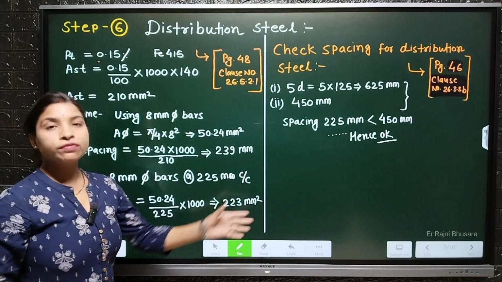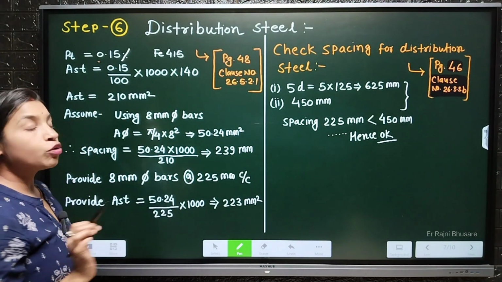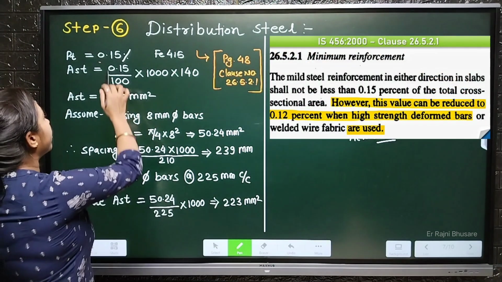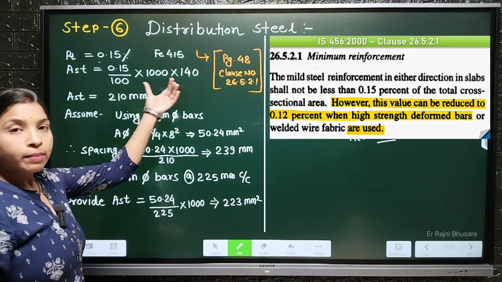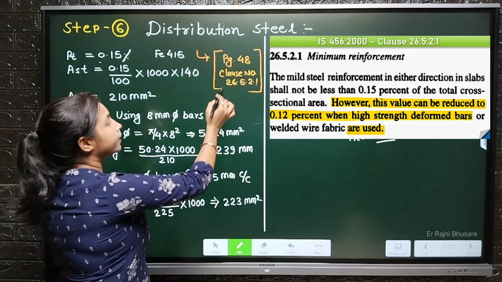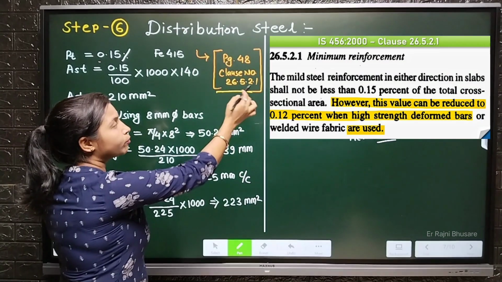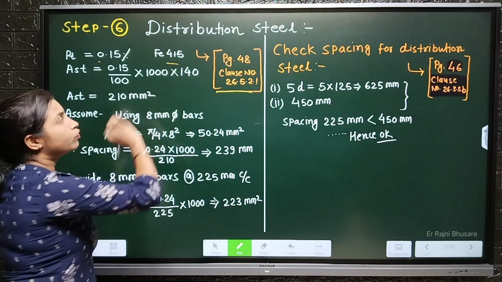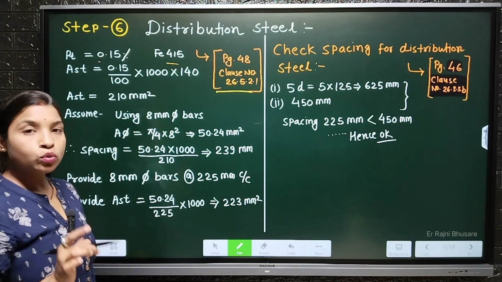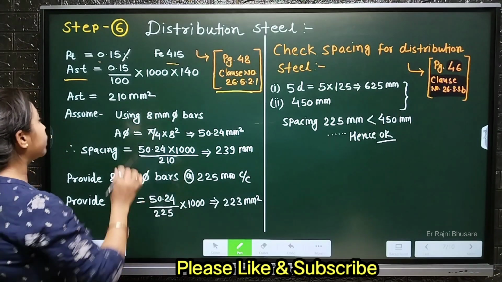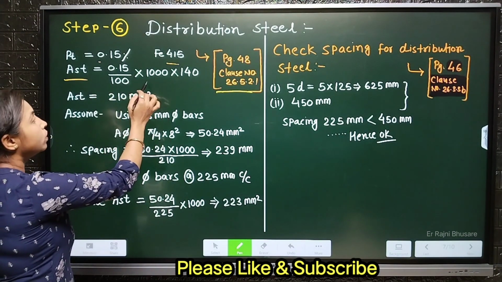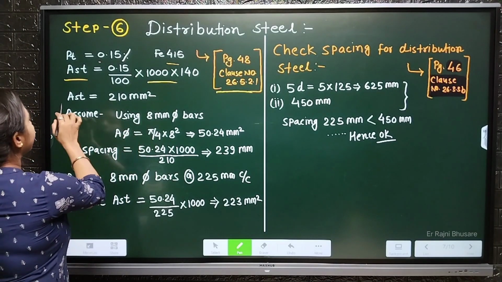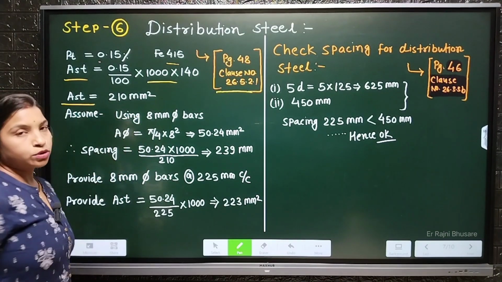Our next step is distribution steel. It is the calculation of distribution steel. Firstly, you can see here our percentage of reinforcement we are taking is 0.15%, and it is taken from IS code page number 48 and clause number 26.5.2.1. Is that clear? Also we are using Fe 415. So how to calculate the area of steel? Their formula is Pt upon 100 into b into d. All values are put in this formula, so we will get Ast as 210 mm square.